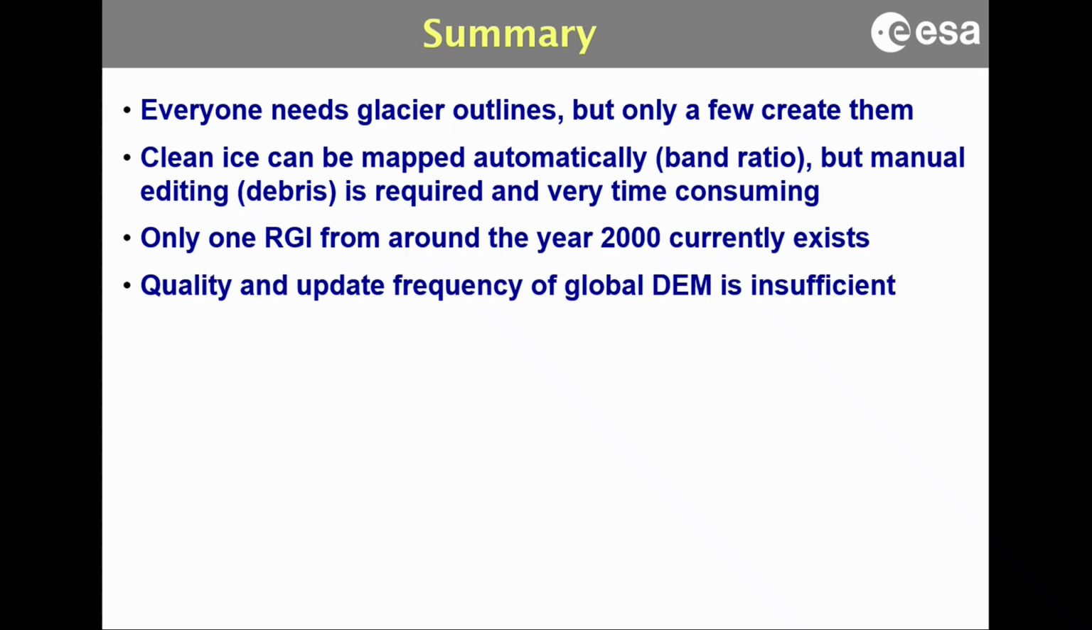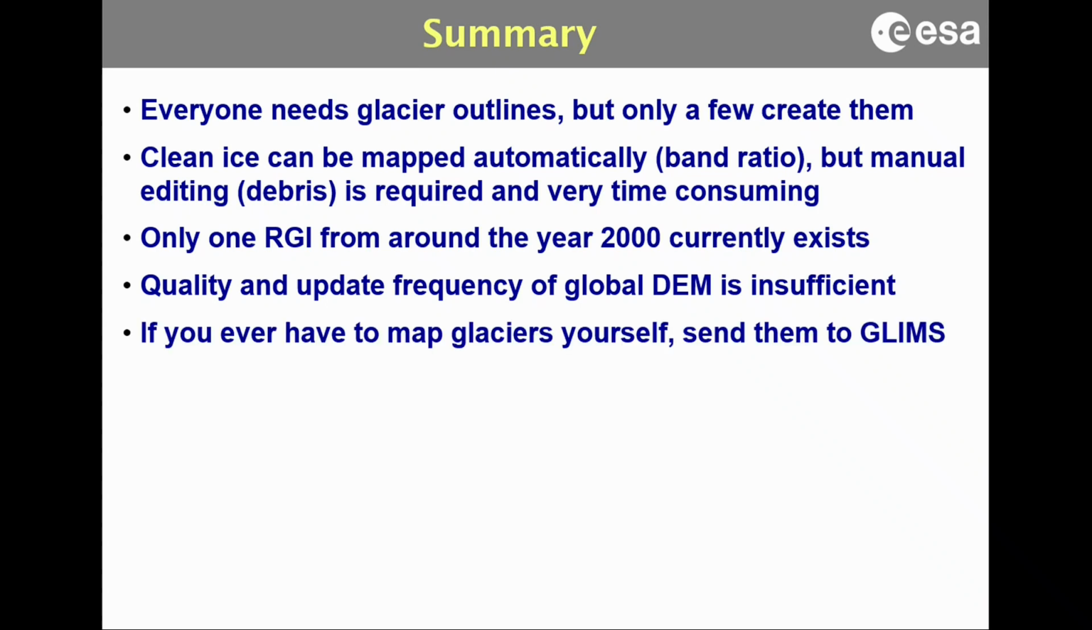And the quality and update frequency of global digital elevation models, which I have not discussed too much, is currently insufficient. So we have much better and much more satellite data, and only a few DEMs that can really be used to get them geometrically correct in mountain terrain. And if you ever have to map glaciers yourself and think, oh, this is a cool data set, please send it to the GLIMS database, so that it is available also for future generations of scientists.